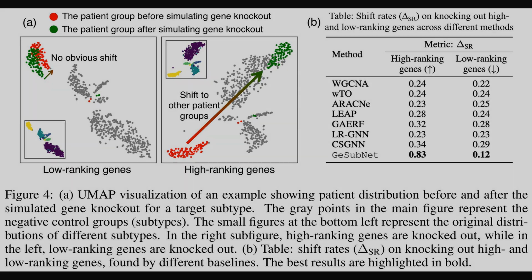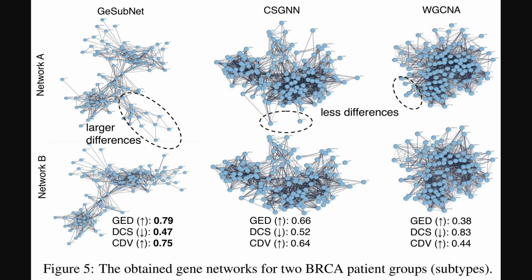Alright, so after establishing the impact of the identified genes, Figure 5 gives us a direct visual comparison of the networks themselves. It shows the gene networks generated for 2 different BRCA subtypes, by GeSubNet on the left and 2 baselines on the right. Well, you can clearly see larger structural differences between the 2 subtype networks from GeSubNet, whereas the baseline networks look much more similar. This visually confirms the quantitative results we saw earlier.